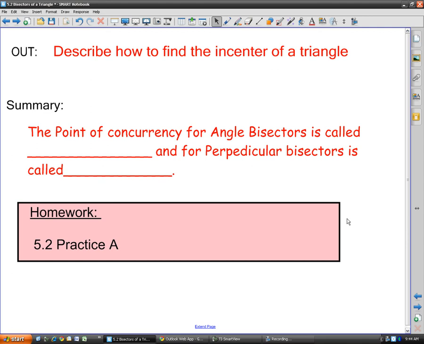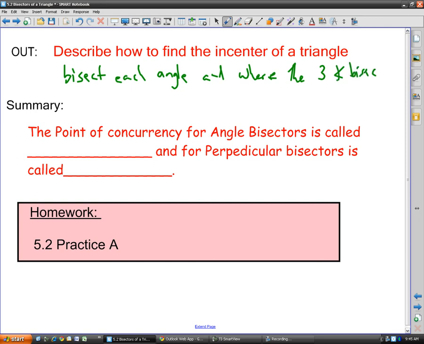So bisect each angle, and where the three angle bisectors are concurrent, that is the incenter.